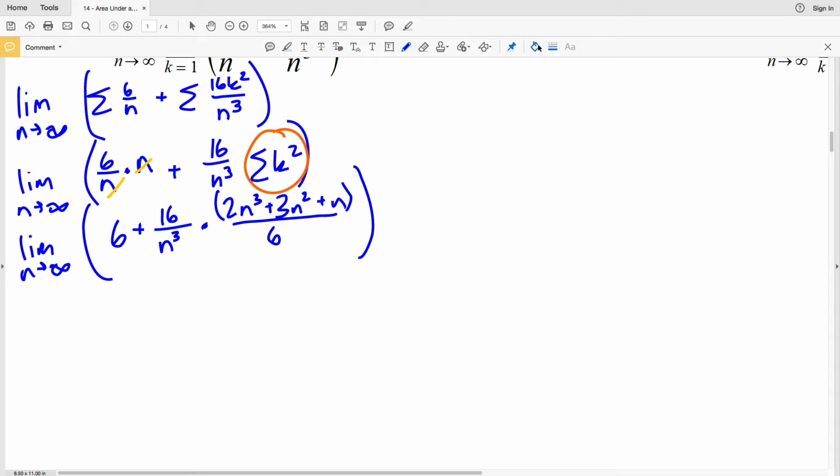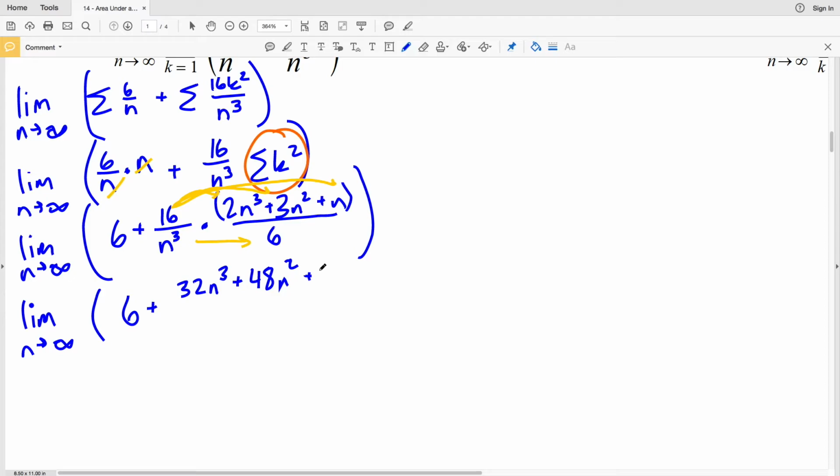Now I'm going to multiply my numerators together, distributing the 16 to each of my terms, and my denominators together. So I'll have the limit as n approaches infinity of 6 plus 16 times 2 will be 32, so that will be 32n cubed plus 16 times 3 is 48, so 48n squared, plus 16 times n is 16n, and that's all over n cubed times 6, or 6n cubed.